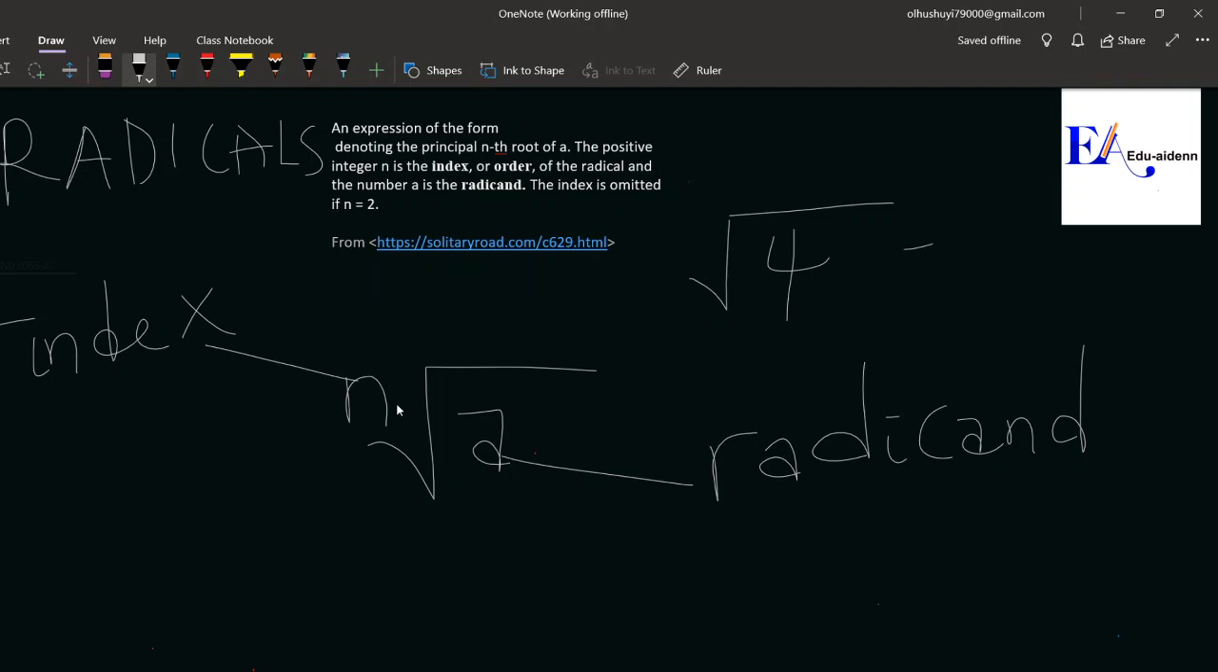So if you have this now, this is the same thing as this. So it can be omitted mathematically. So that is equal to 2, because this square root is the same thing as this. It's still a square root. Do you get that? So let's go.